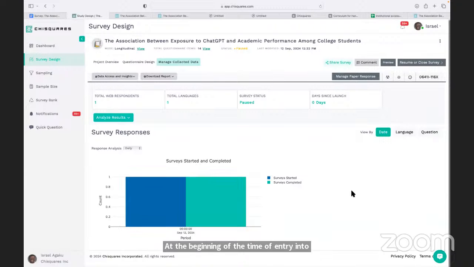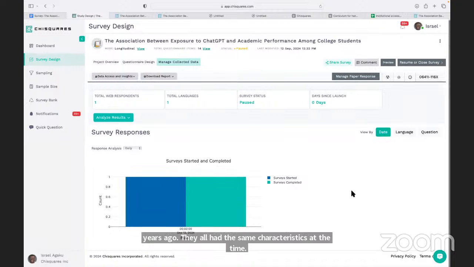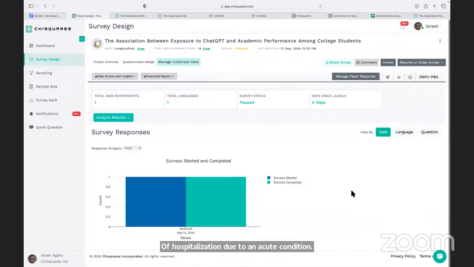Let's say 5 years ago, they all had the same characteristics at the time of hospitalization due to an acute condition. And I followed these patients in time to look for the outcomes at 1 month, 6 months, and 1 year. Is this study a cohort study with a retrospective design? Is this a case control study according to what you have taught us today?